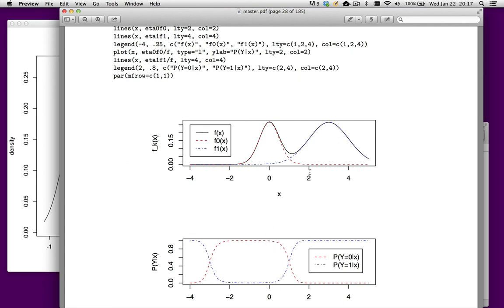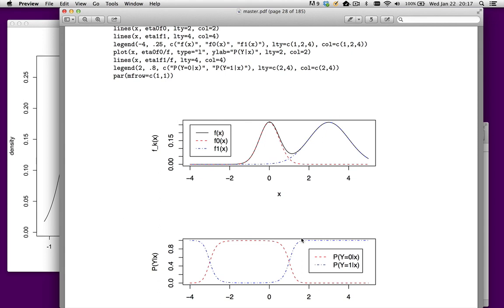So just to talk through this, let's say my x were 2. Some person has a 2. Well, there's not much of a chance that person would have come from the red distribution. There's quite a substantial chance that this person came from the blue. And so that's why the posterior probability for a 2 is nearly 1. We're almost certain that guy comes from class 1.